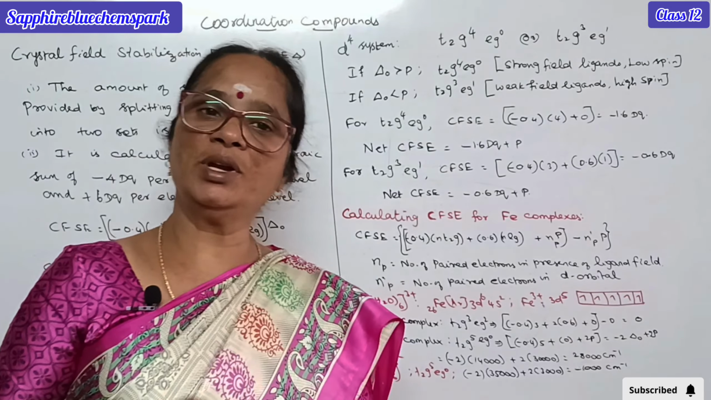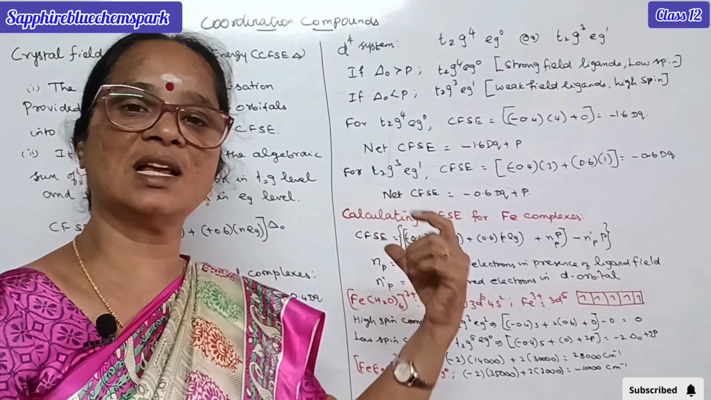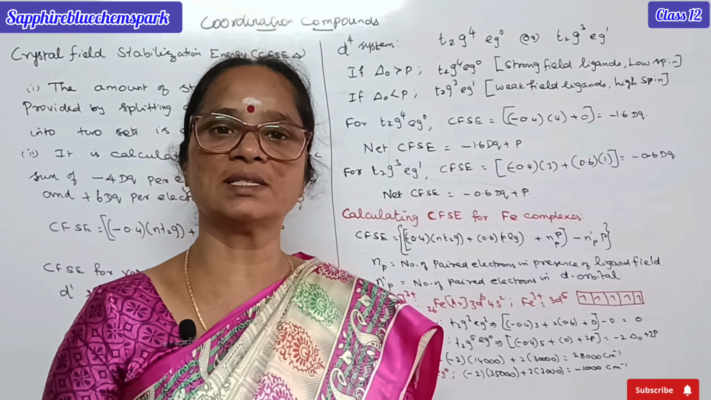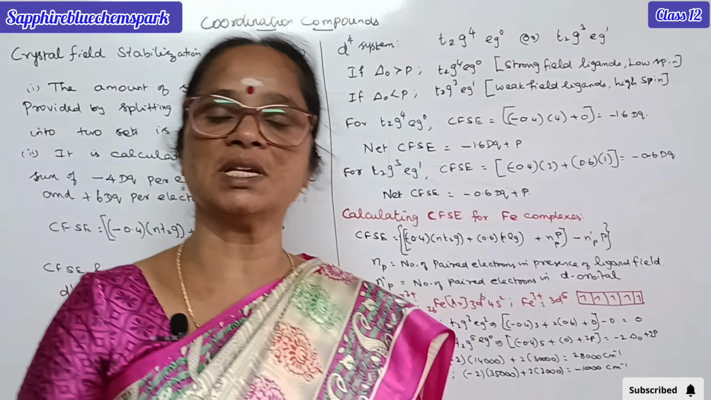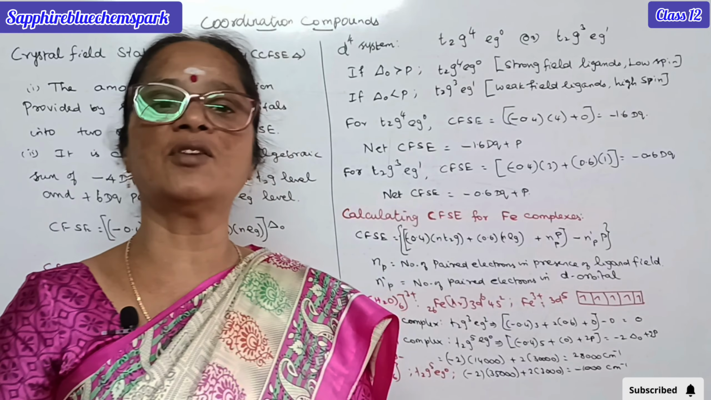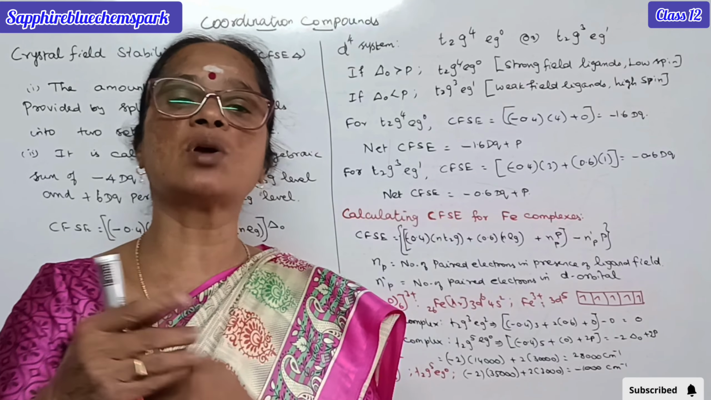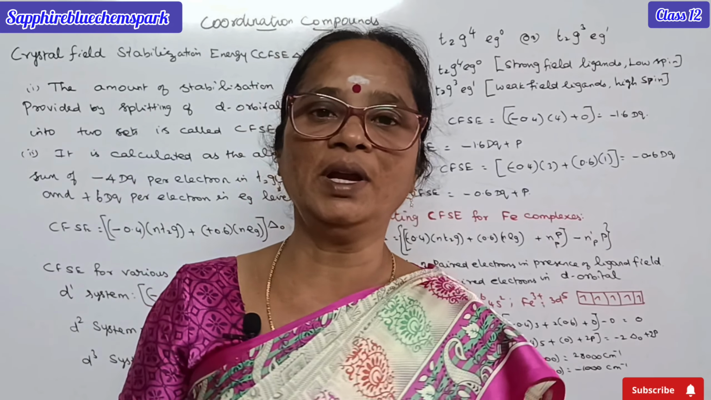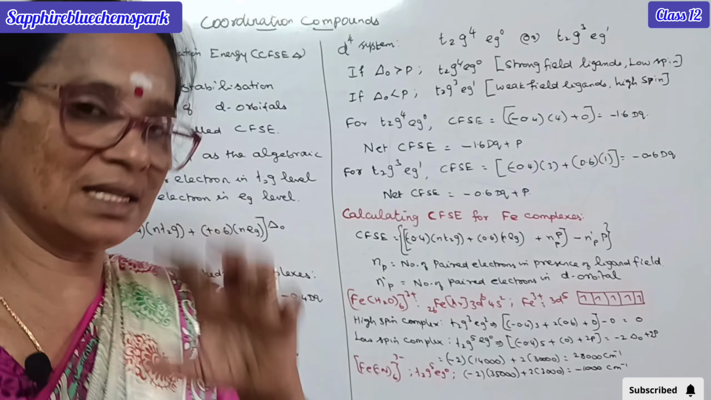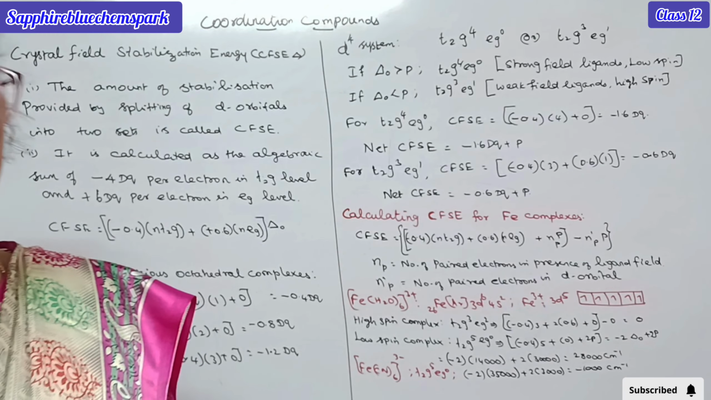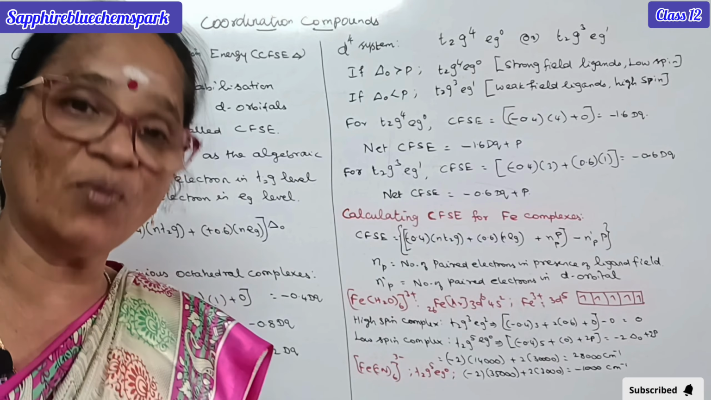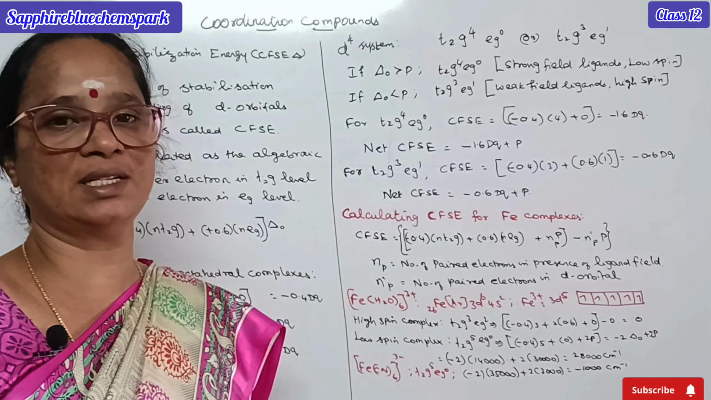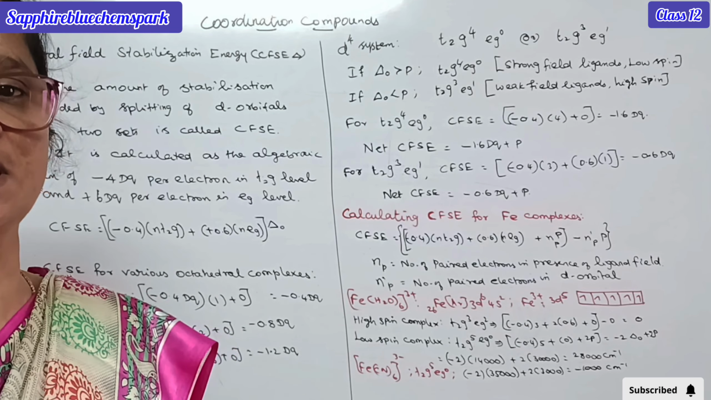So now we are going to discuss what crystal field stabilization energy is. Because in those two types of complexes, we said the complexes become stable based on the splitting of d orbitals. How those complexes become stable is explained in terms of crystal field stabilization energy. The crystal field stabilization energy is nothing but the amount of stabilization provided by the splitting of d orbitals into two sets.